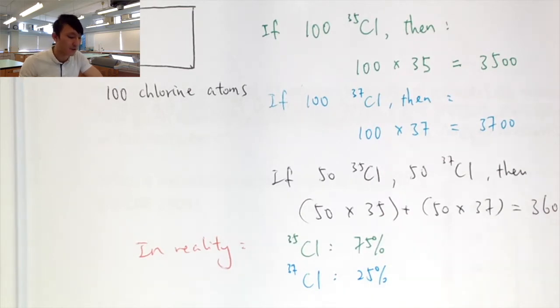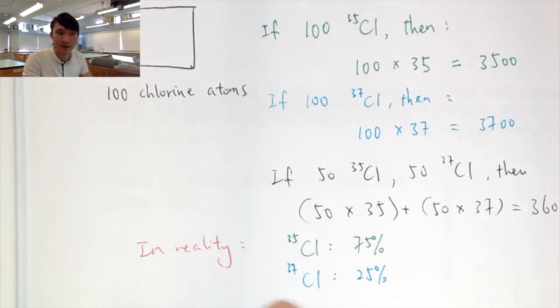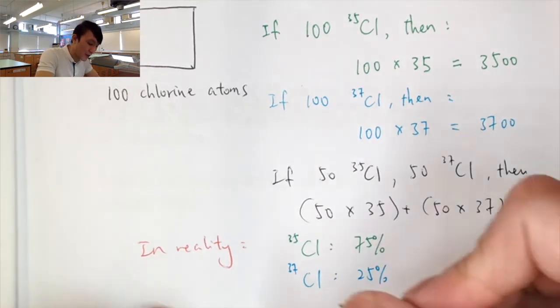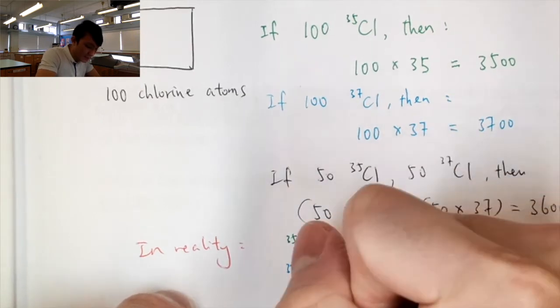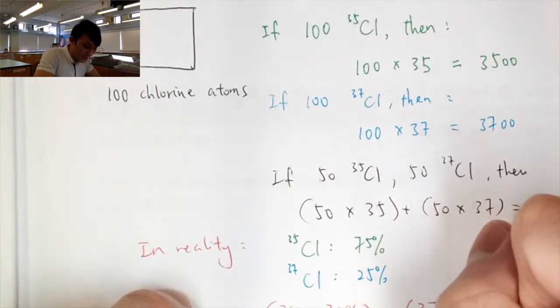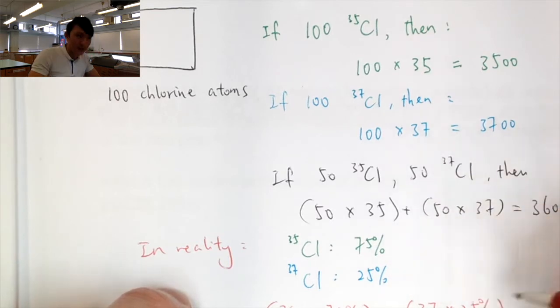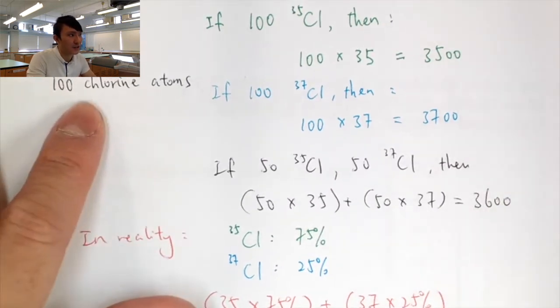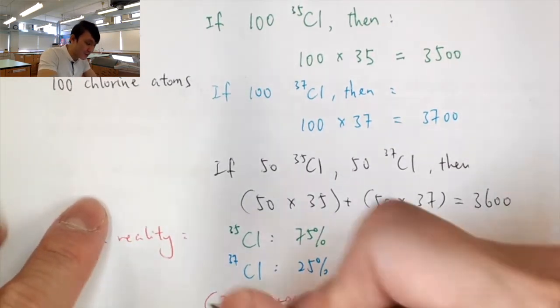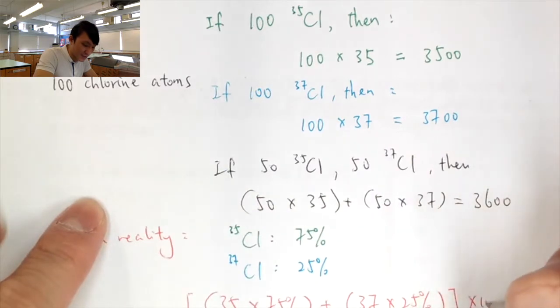If that is the case, and we are finding the average, then we cannot simply have 35 plus 37 divided by 2. We will have to have 35 multiplied by 75% plus 37 multiplied by 25%. Because we are talking about 100 atoms altogether here, multiply by 100.